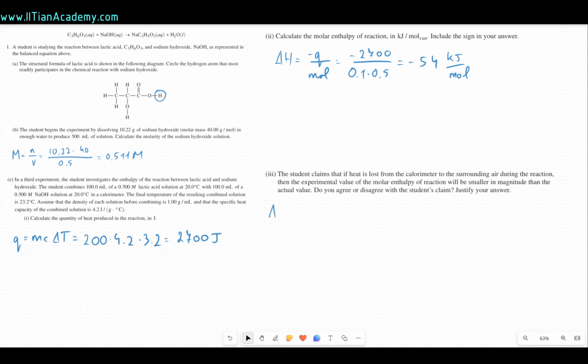And well, we can agree because if we lose energy, so if heat is lost, then that means our final temperature will be smaller. So smaller final temperature, which means that ΔT decreases, which will mean that Q decreases, and therefore ΔH will also decrease, and therefore the deduction is correct.